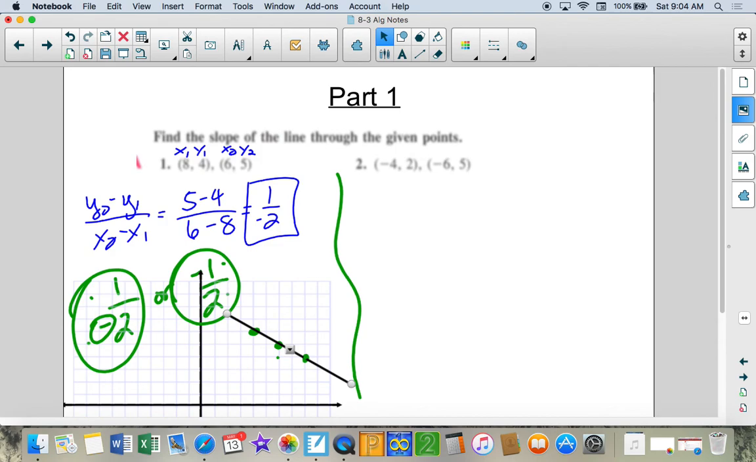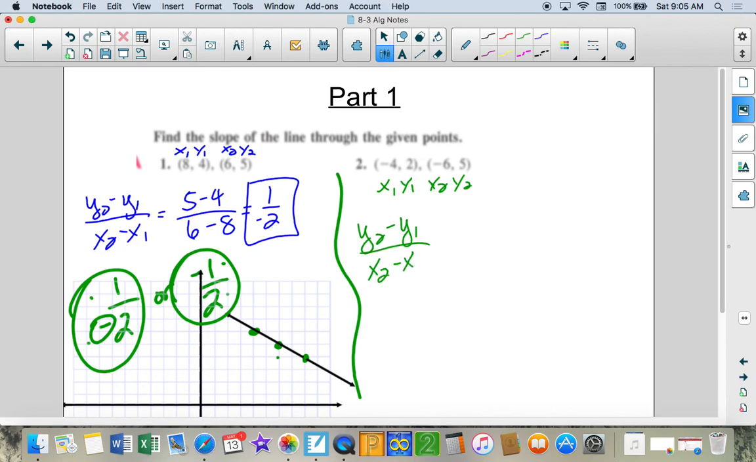I may have just confused you tremendously because part 1 really is just about finding slope when given 2 points. So sorry about that. We have our next problem. Lots of things to talk about. X sub 1, y sub 1, x sub 2, y sub 2. My equation is y sub 2 minus y sub 1 over x sub 2 minus x sub 1. My y sub 2 value is 5 minus my y sub 1 value, which is 2. My x sub 2 value is negative 6 minus my x sub 1, which is negative 4.